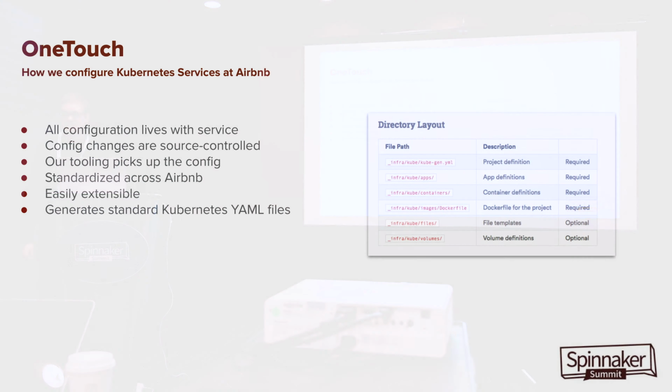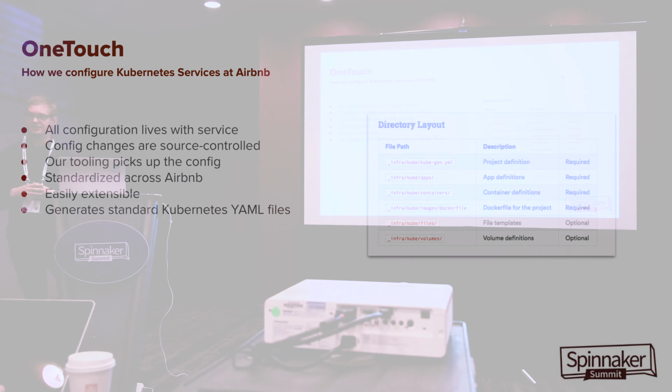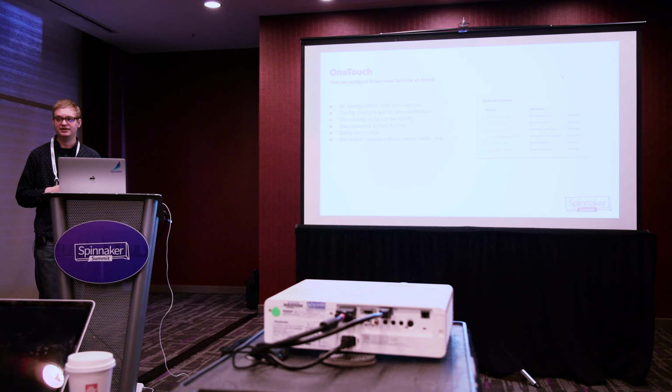So it's standardized across Airbnb. All Kubernetes services use OneTouch. There is a command line tool. You can basically say, hey, OneTouch, give me a Rails service. It gives you service discovery. It gives you end-to-end encryption. It gives you IAM roles. It gives you a CI setup that you can then plug jobs into. And it will eventually give you Spinnaker deployment pipelines, how to deploy your service.